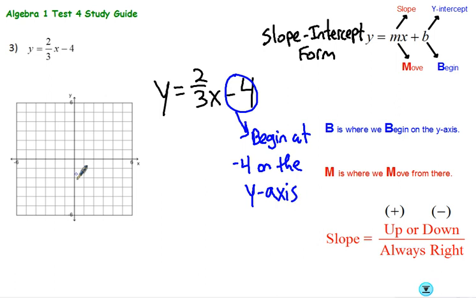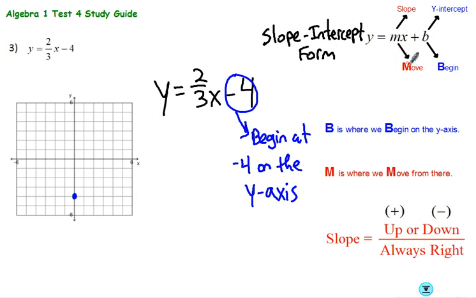All right, 1, 2, 3, and 4. And by the way, since that's called the y-intercept, it's not called the x-intercept. So you're always going to be starting on the y-intercept. Now, the number in front of x tells you how to move from there. So that is our slope.